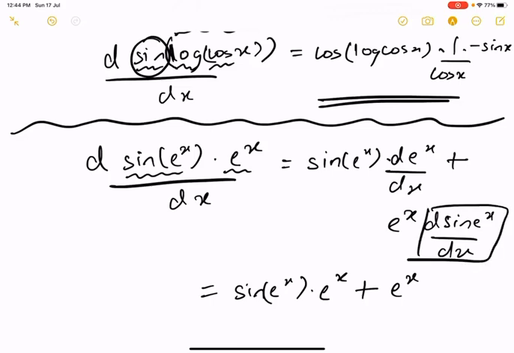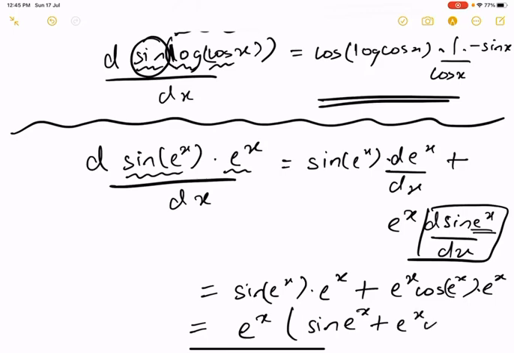Now what is derivative of sine? Derivative of sine is cos. But inside I will not write x, because what is input of sine? It is e raised to x. Can I stop here? No, I have to find derivative of this also, e raised to x multiplied by, what is derivative of e raised to x? E raised to x. So your final answer will be, I'll take out e raised to x common. Inside I'll have sine of e raised to x plus e raised to x cos of e raised to x.